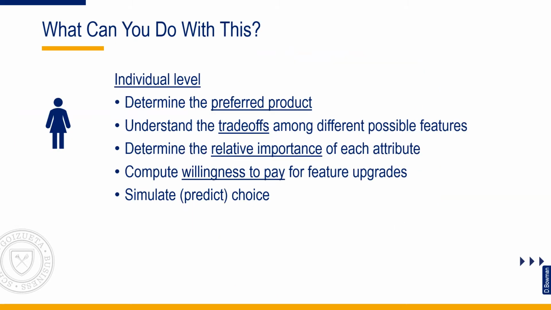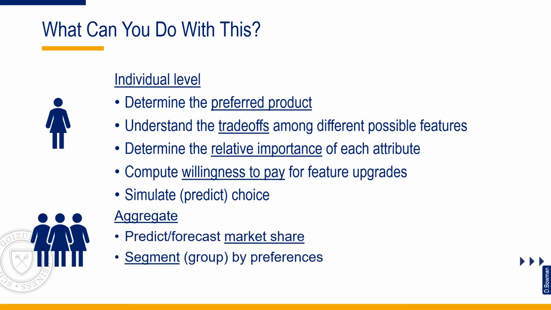What can we do with this? First, we'll consider the individual level, or if you want, think of it as an average over a group of relatively homogeneous respondents. Then, we'll briefly discuss what can be done using conjoint analysis data from multiple respondents.